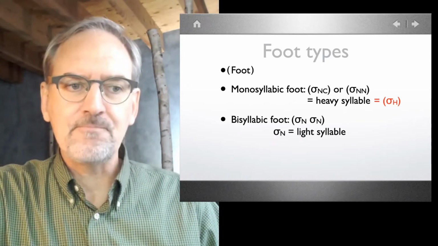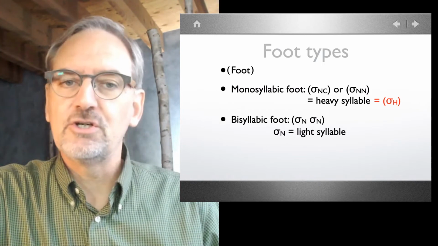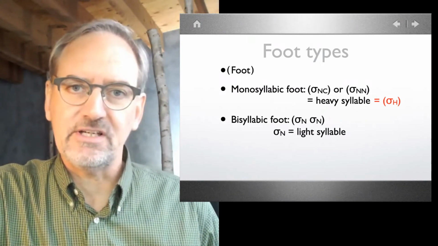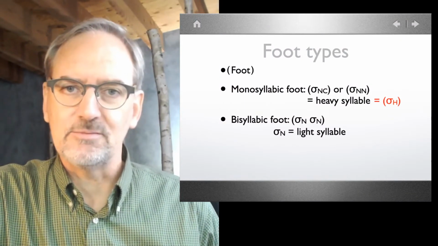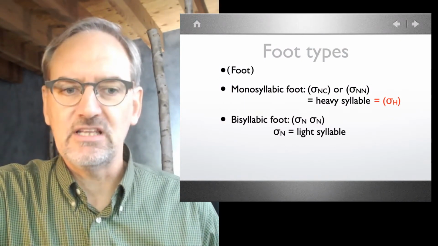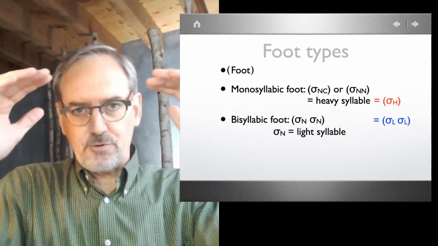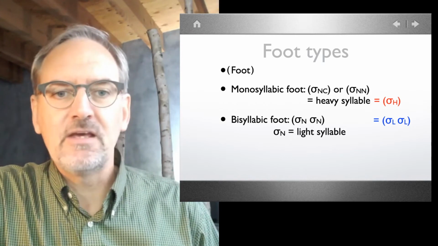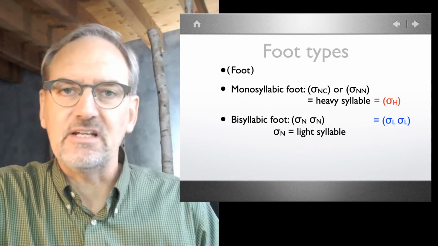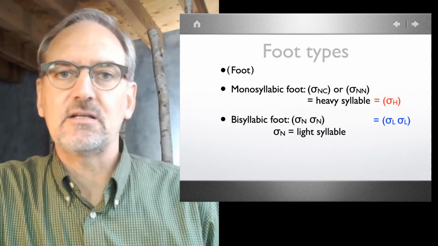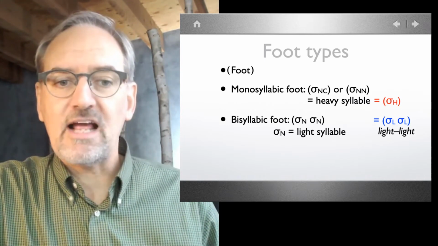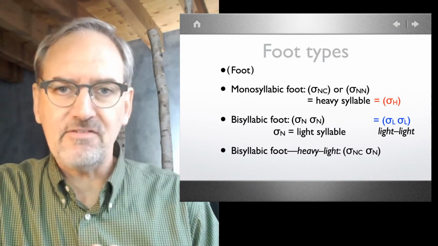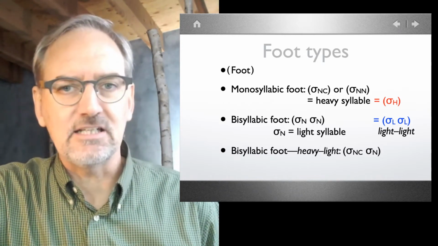And just remembering that that could include either a branching nucleus or a nucleus and a coda in a branching rhyme. Now, a bisyllabic foot could be one in which there is a single segment in the nucleus of each syllable. Right? Basically, two light syllables. And again, if the parentheses are around two syllables, it's a bisyllabic foot. And here I'm using the letter L to mean light. So that would be two light syllables. Now, we learned last week that bisyllabic feet can also be made up of a heavy syllable followed by a light syllable.